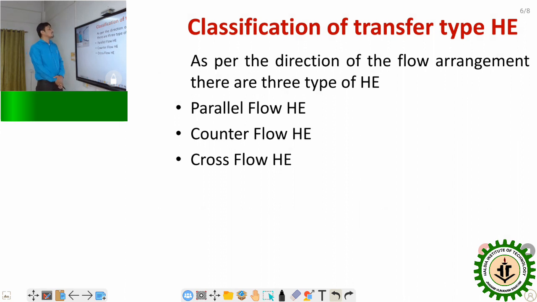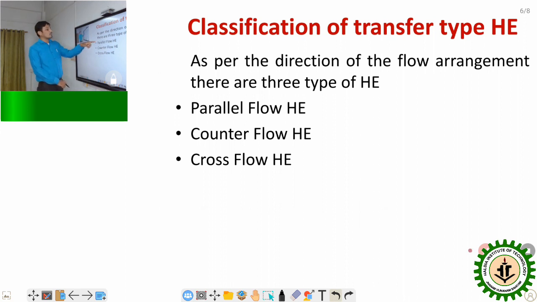Again, the heat exchanger may be classified as per the flow type, as per the directions of fluid, in which direction they enter and leave the heat exchanger. Based on that, it is called the flow arrangement. As per the flow arrangement, we can classify the heat exchangers like that: parallel flow heat exchanger, counter flow heat exchanger, and cross flow heat exchanger.